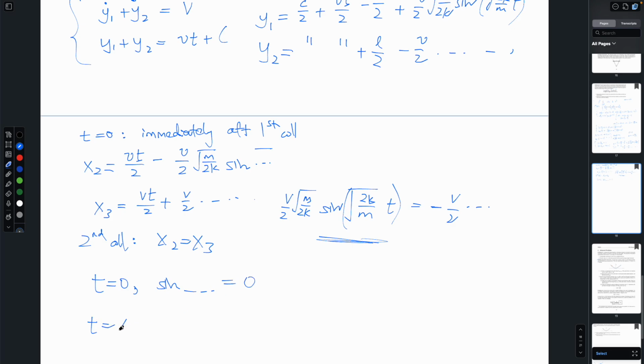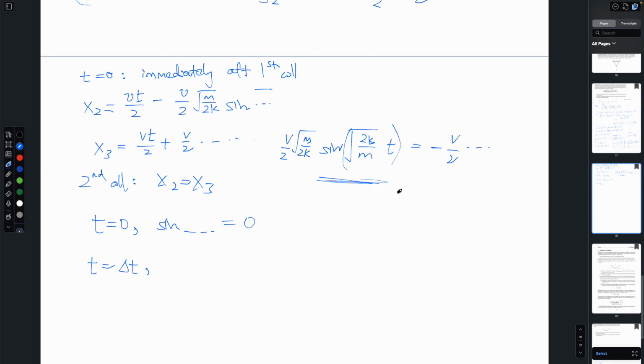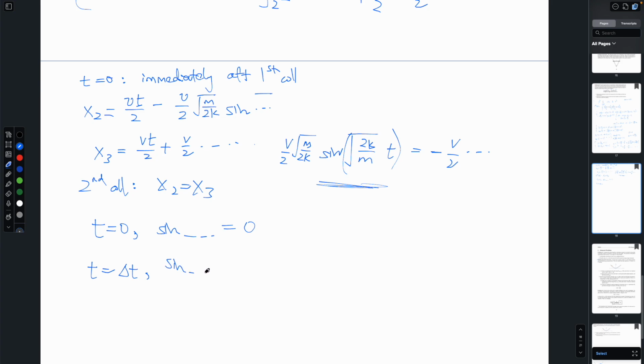And then when t is equal to delta t, where delta t is what we're trying to find, the time between the first and second one, your sine thing should evaluate to 0 again, because you need both sides of the equation to be 0. In order for it to be 0, it has to be a multiple of pi. Either pi, 2 pi, 3 pi. And obviously pi makes the most sense because it's immediately the shortest time frame. So the answer should be delta t equals pi over m over 2k, like this, because then that will result in sine pi, which will result in 0.